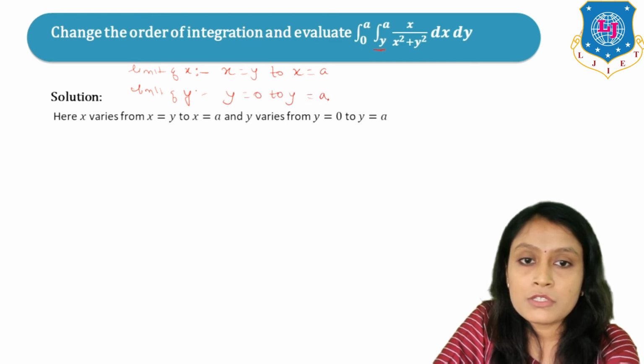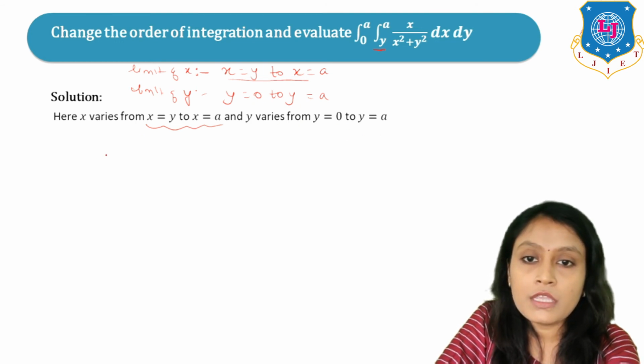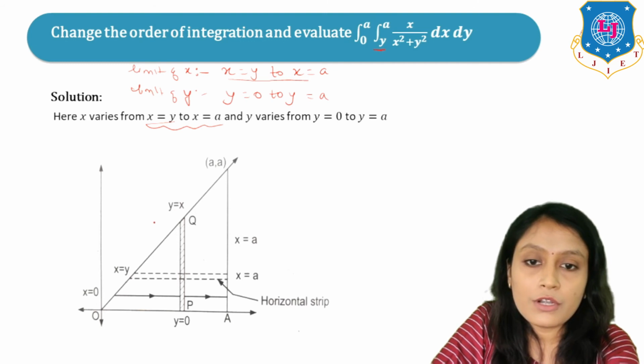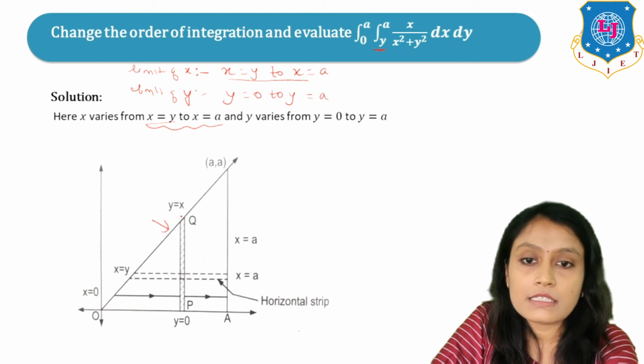So you can see x varies from x is equal to y to x is equal to a, and y varies from y is equal to 0 to y is equal to a. So using this we will draw the graph. Firstly we will draw this line, that is x is equal to y. This is our line, x is equal to y. Next we will draw x is equal to a. So this is your line, x is equal to a.